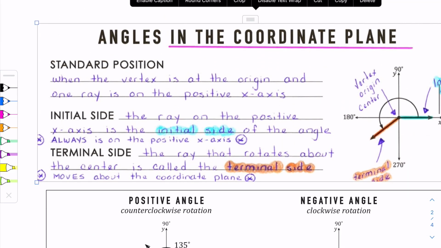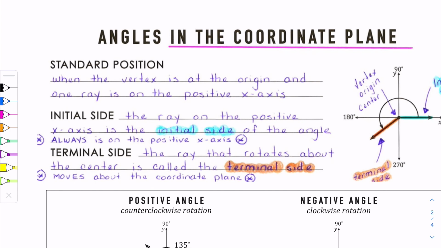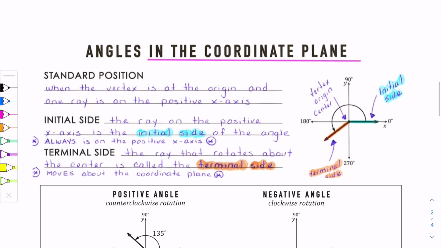All right, next we're looking at angles in the coordinate plane. So let's talk about some vocab words. These are words that you'll frequently hear me say, so you need to make sure you understand what I'm talking about. The first one is standard position, and standard position is when the vertex is at the origin and one ray is on the positive x-axis.